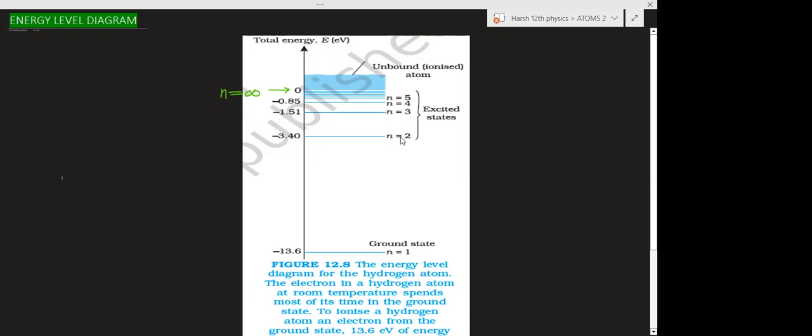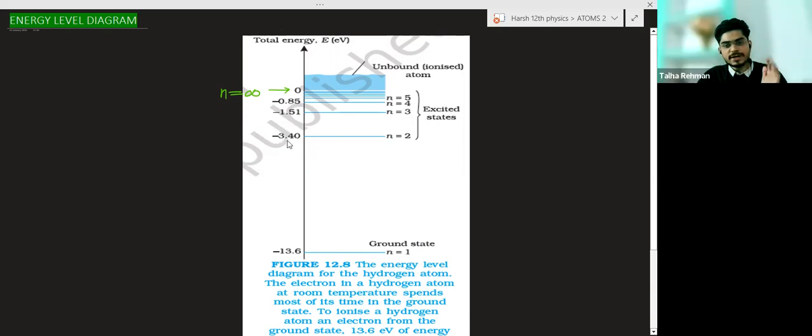For n is equal to 2, this is the energy line. So I told you for n is equal to 2, the energy will be minus 3.40. For n is equal to 3, this is the energy. For n is equal to 4, this is the energy. For n is equal to 5, something will be the energy. For n is equal to infinity.